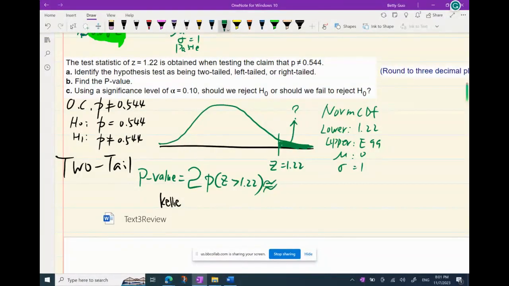My p-value is going to be 0.222. 4 is lower than 5, so I'll round it down. Yeah, my p-value is 0.222. Let's see if you have the same thing.